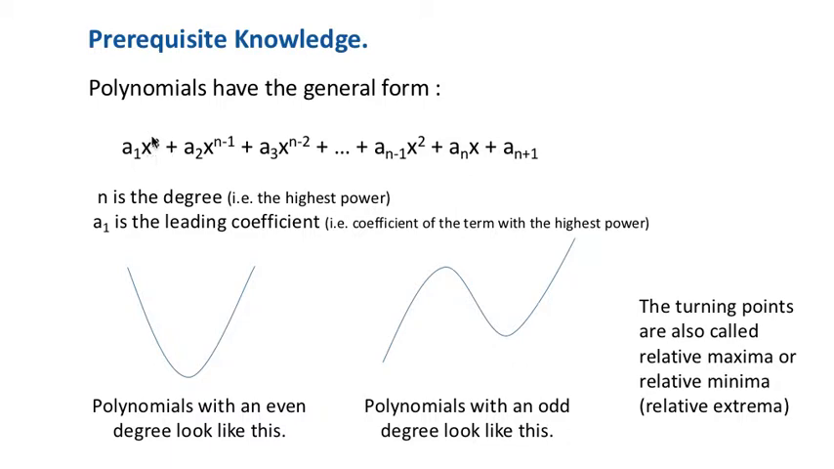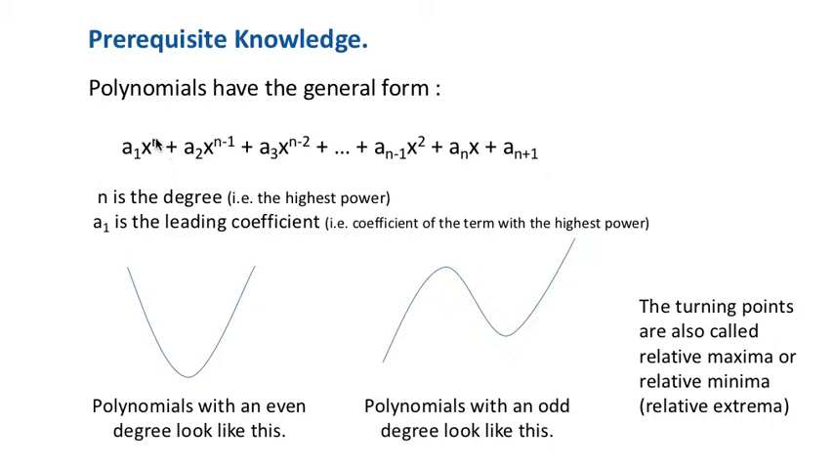If you've got an even-numbered power as your degree, you'll have this kind of U shape, maybe with a bit of a wobble in the middle, but it'll basically be U-shaped. That's if a_n, your leading coefficient, is positive. If it's negative, we'll just flip that upside down.